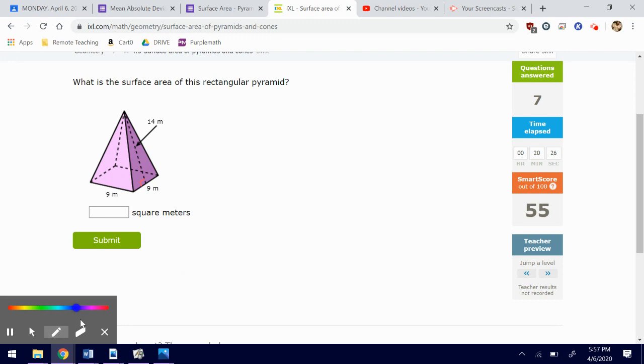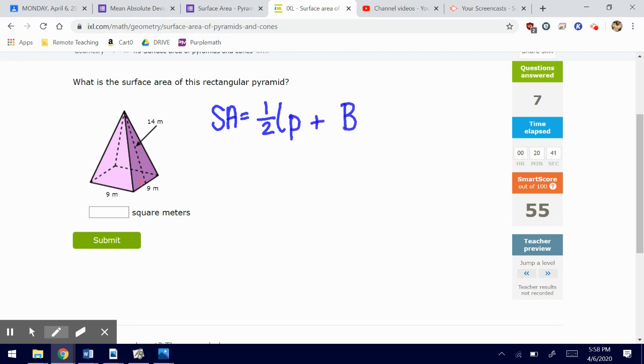So this is also a pyramid, so we're going to use the same formula that we just got through using. Surface area equals 1/2 LP plus capital B. All right, my L is my slant length, which goes from the top point down to the base, which is 14.